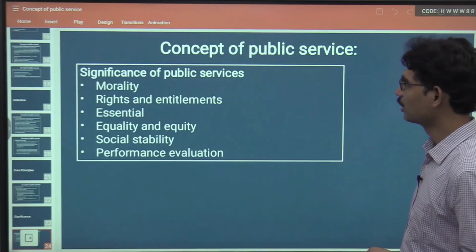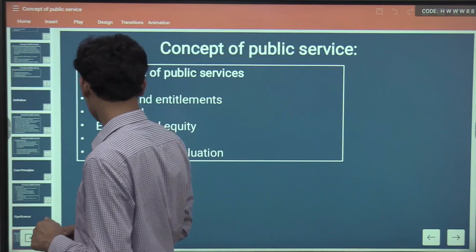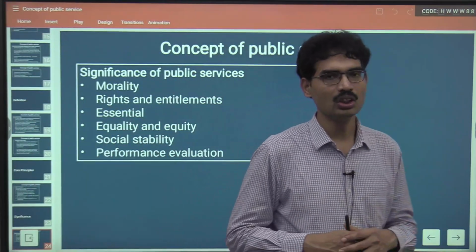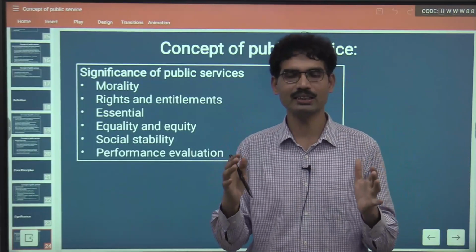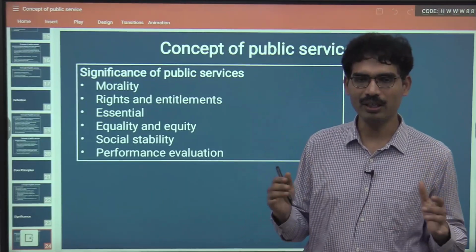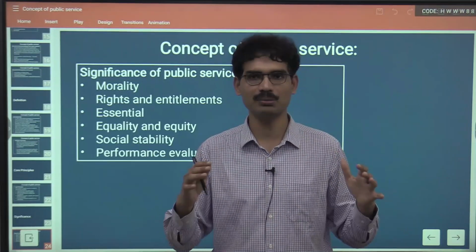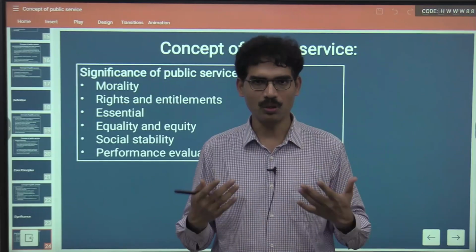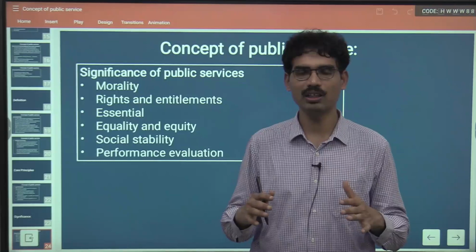Significance of it: morality, rights and entitlements, essential services, equality, equity, social stability, performance evaluation. Generally, the significance of public service is to ensure that each and every section of the people, 1.4 billion people, will get their due. Equity. All people will be treated equally. The Constitution of India will not discriminate based on caste, varna system or religion. All are equal in front of the law. That's called morality. That's called ethical principles. Treating all human beings equal without having any prejudice.